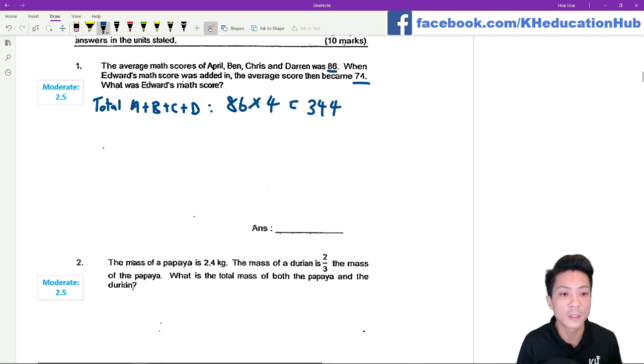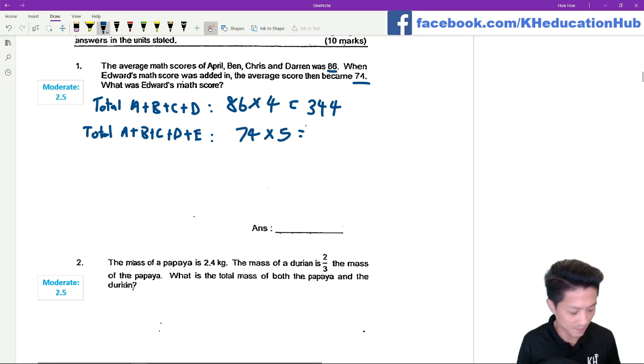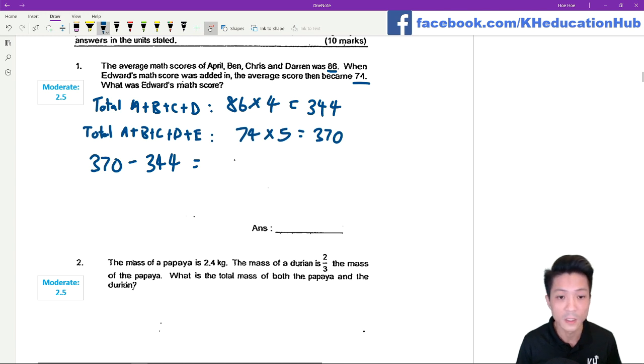344. Now, if we want to find the total of A plus B plus C plus D plus Edward, it would be 74 multiplied by 5, which is 370, which means that to find Edward's score, you have to use 370 minus 344. That gives 26.